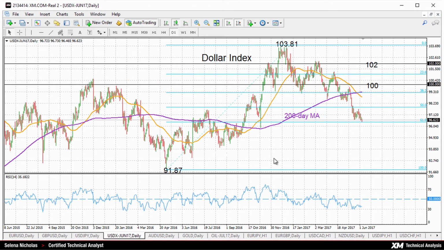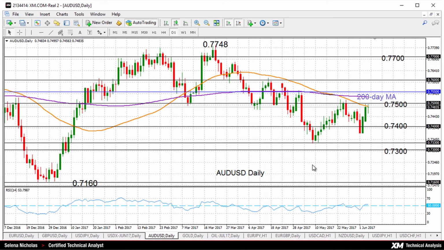But as we can see, the rise from April 2016 all the way up to the high of 103.81 early this year, that's been retraced more than half. So we're now at the 61.8 Fibonacci of this up leg. Turning to Aussie dollar. Aussie dollar neutral in the near term.